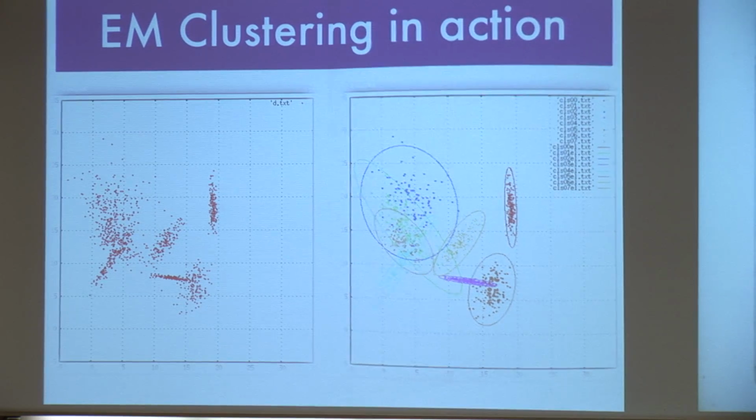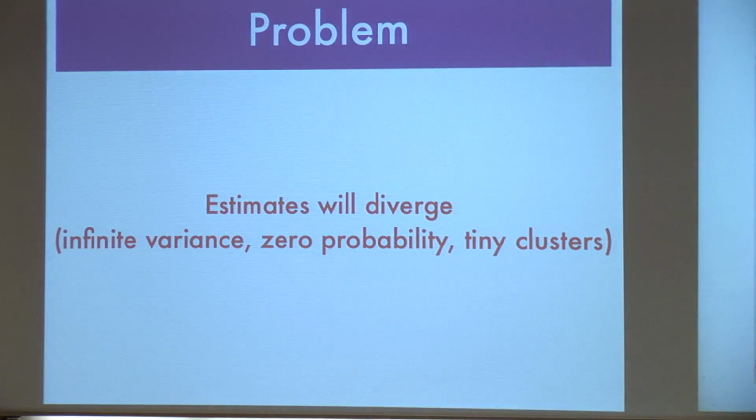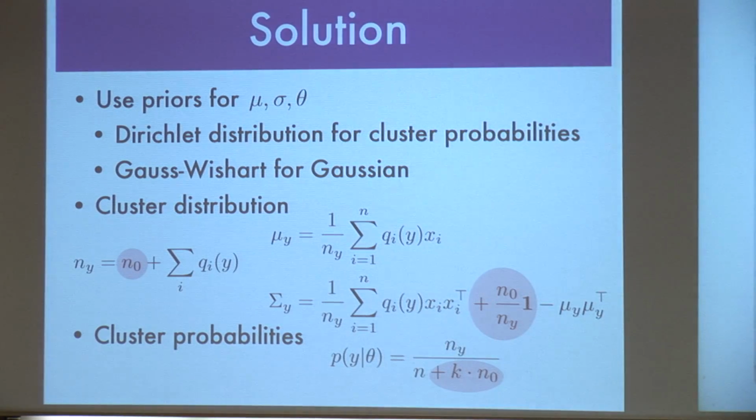OK, so here are a few problems. The estimates might actually diverge, so you might get infinite variance, zero probabilities, tiny clusters, all sorts of mess. So what's going wrong? What's going wrong is that we didn't actually use our prior on what the means and variances and so on ought to be. And as I said before, I'm using conjugates because they make the algebra particularly nice. That means a Dirichlet for the cluster probabilities, a Gauss-Wishart for the normal distribution. And that's what we get.